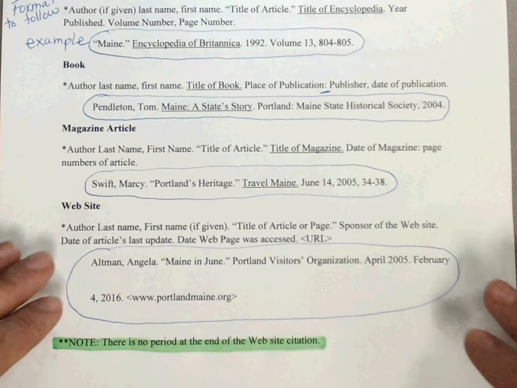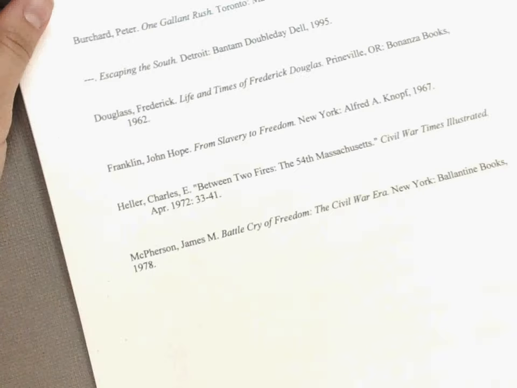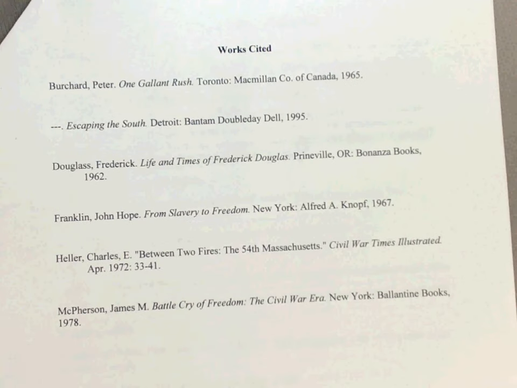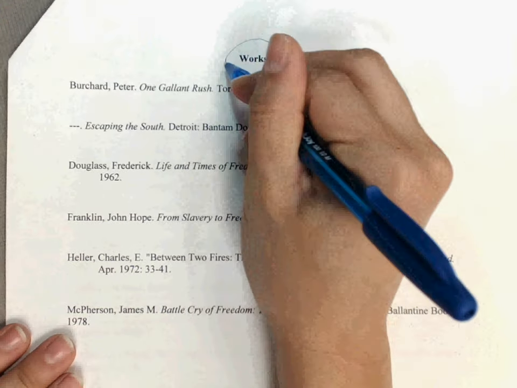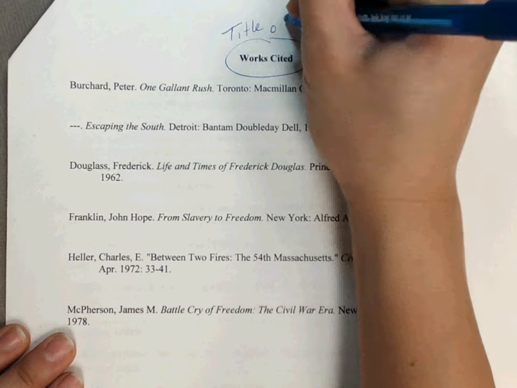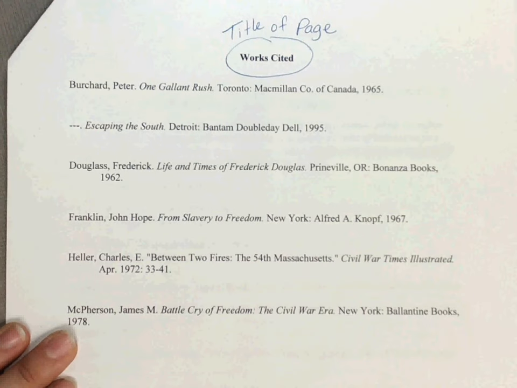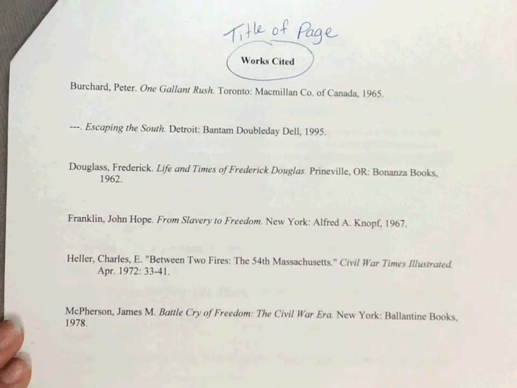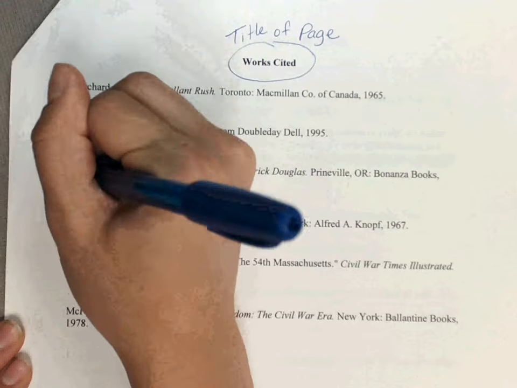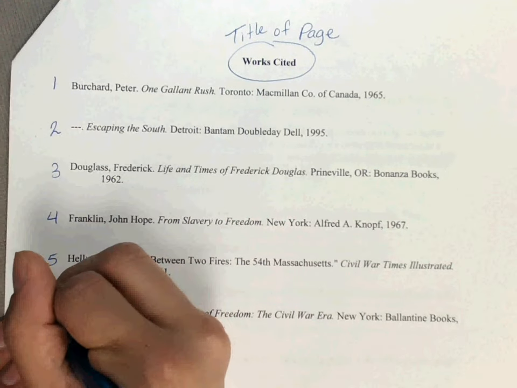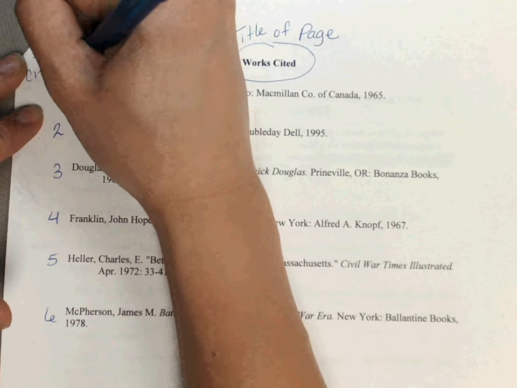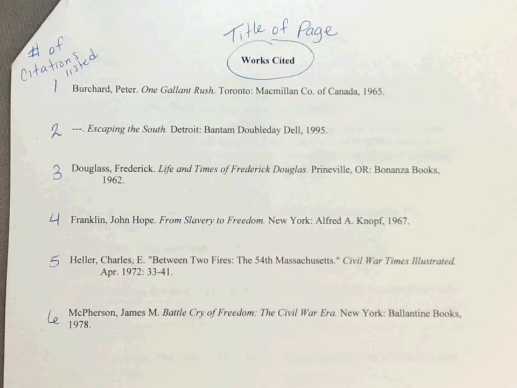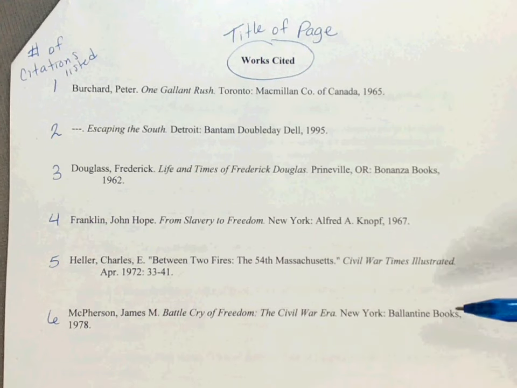Now let's turn to the next page. This is an example of what a works cited page could possibly look like. At the top, you will always have works cited as your title. Listed underneath it will be each citation for each source that you've used. In this works cited, there are 1, 2, 3, 4, 5, 6 citations. You do not always need 6. It can be 2, it can be 3, it could be 10.